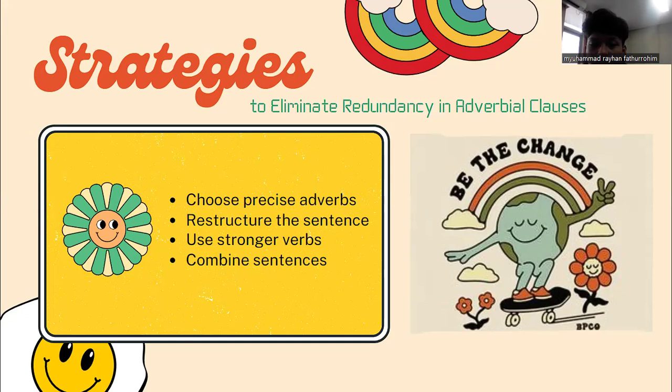Okay, and the last one, combine sentences. If both the main clause and the adverbial clause convey important information, consider combining them into a single consistent sentence. This can help avoid redundancy. For example, instead of saying "he ran quickly to catch the bus," you can say "he sprinted to catch the bus." Combine the sentence.